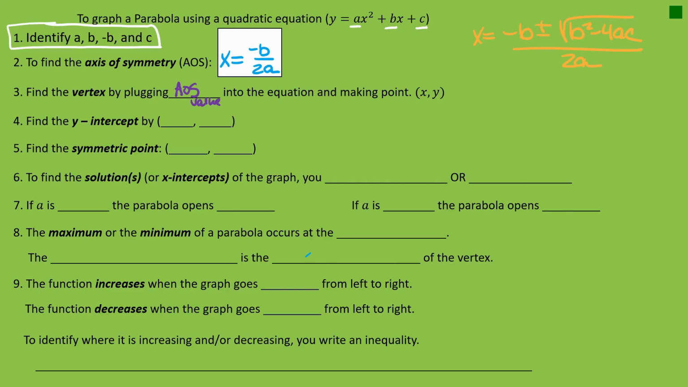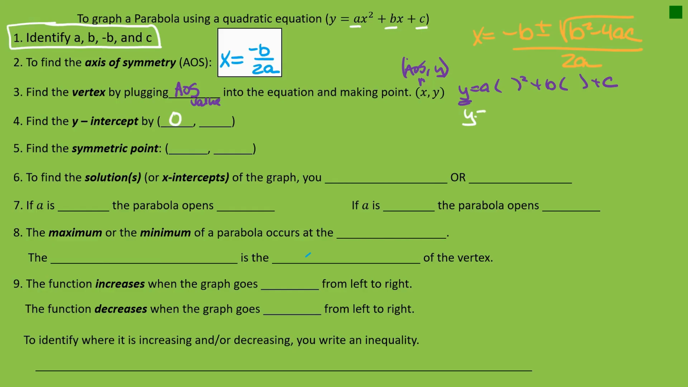When you do that, you're going to say y equals a times whatever that value is squared, plus b times whatever that value is, plus c. These are all numbers, so that's going to give you y. So you'll get a point: x, which was that axis of symmetry value, and y, what you get when you plug it in.